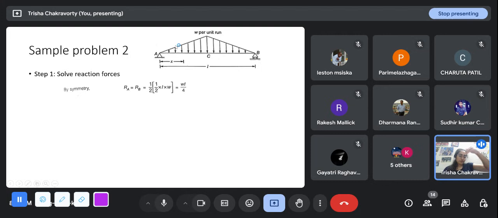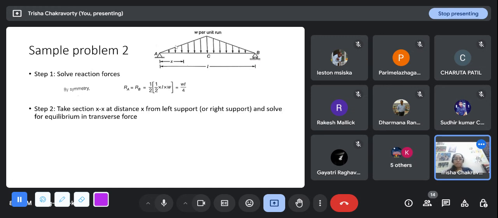of this total downward load. Both RA and RB will be WL by 4. Since the total downward load is WL by 2, at both ends I have an upward reaction of WL by 4 each. Now I'm going to take a section XX at distance x from left support and solve for equilibrium of transverse force.